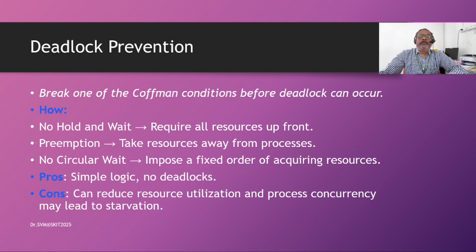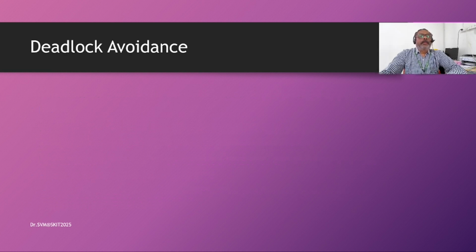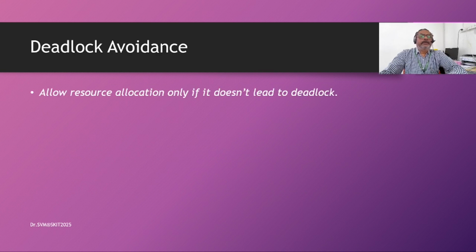So that's a negative point of prevention. Coming to the second one, that is deadlock avoidance, and this will allow the resource allocation only if it doesn't lead to deadlock. So it's a little more intelligent.